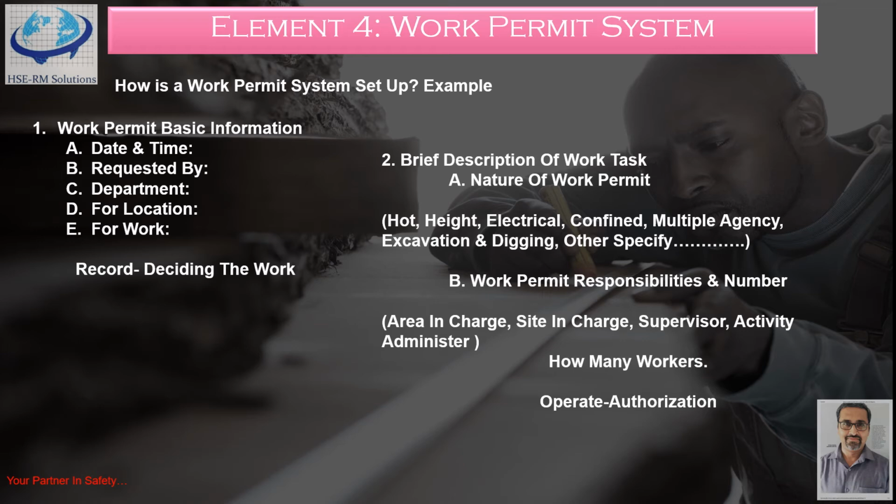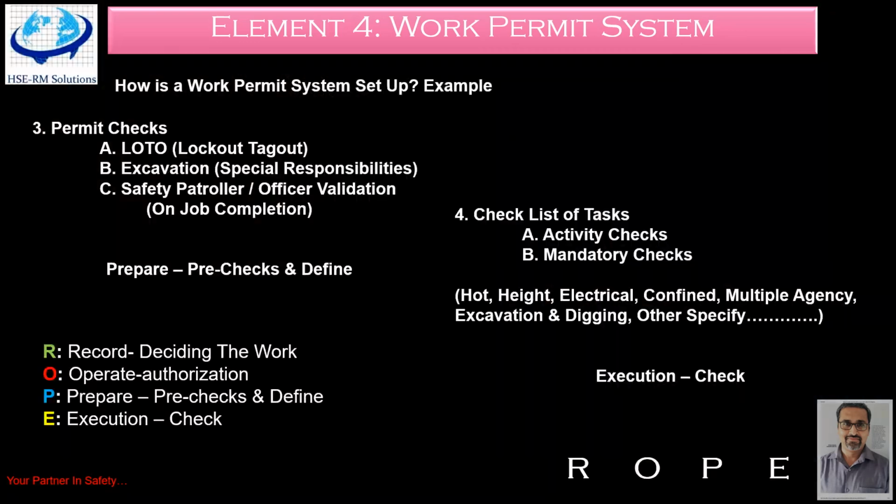Let us understand it further, that is permit checks. Now that you have defined, the signatures have happened, everything has happened. Okay, now the third part of the permit comes, and that is the check, and that is LOTO, lockout, tagout, excavation responsibilities, and safety patrol officer validation, that is on job completion. What you will check on job completion, before and after. So before and after checks of a safety officer.